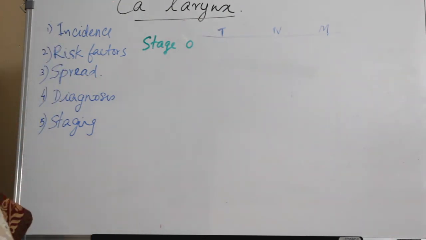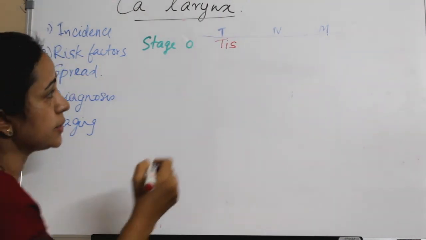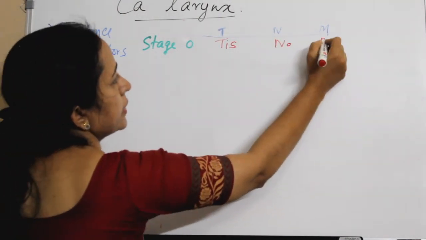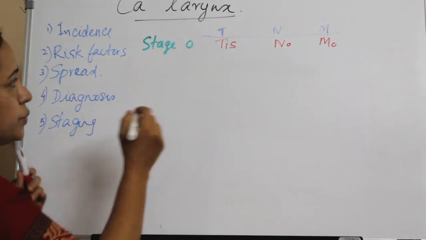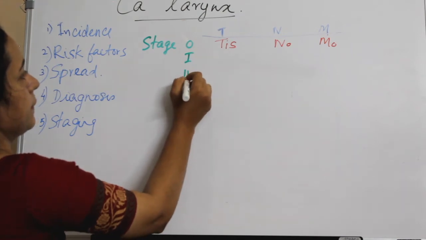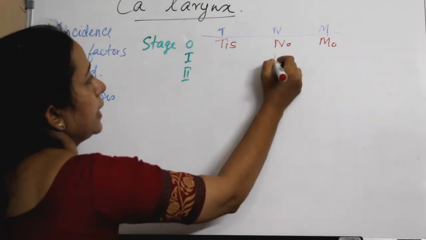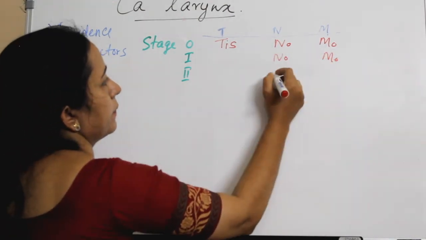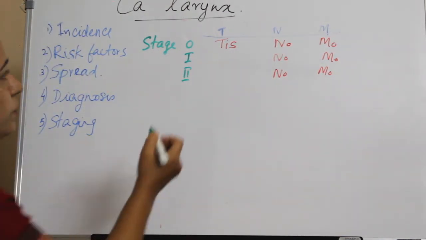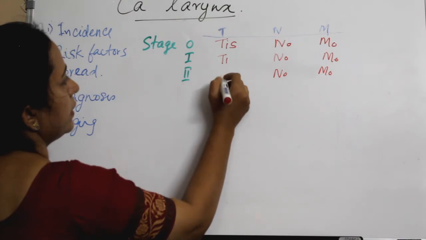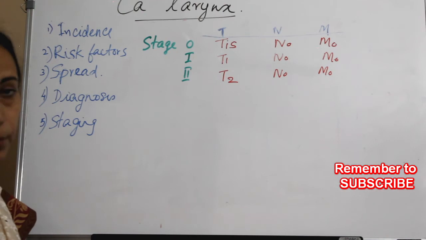In stage 0, the T status is T in situ, carcinoma in situ, with N0 and M0. And stage 1 and 2 are also easy, because there also the N status will be N0, M0, with the stage T1 and T2, right? So that is a bit easy to remember, right?